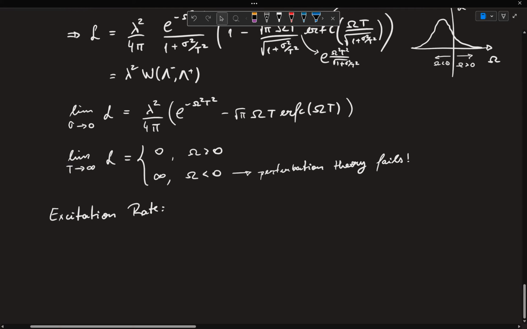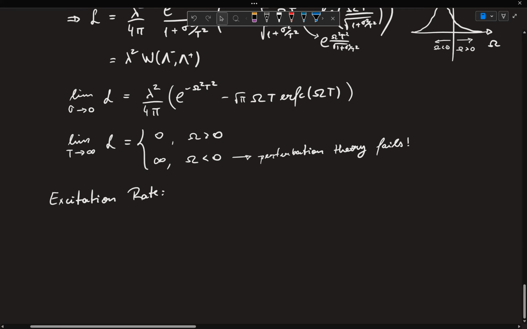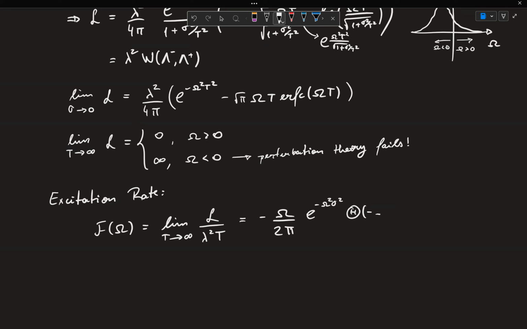The excitation rate is basically the probability per unit time, something that people call f of omega, and it's the limit of t going to infinity of L divided by lambda squared t. Okay. This lambda squared division is not really necessary, but it's more common to define it with this. But now that we're dividing this by t, now we can actually compute what is the transition per unit time. And the result here is going to be minus omega divided by 2 pi, e to the minus omega squared sigma squared, theta of minus omega.